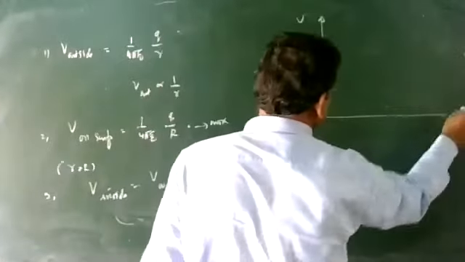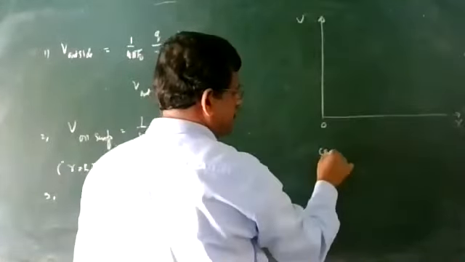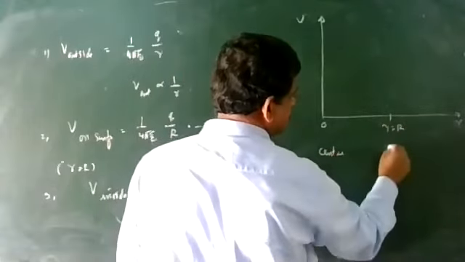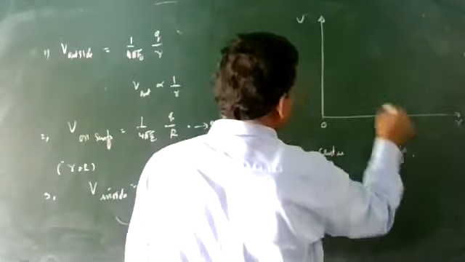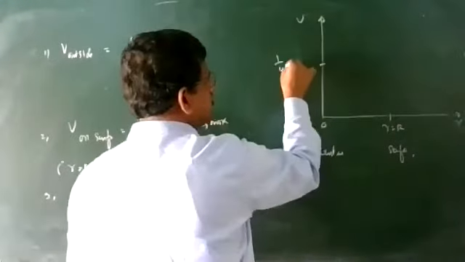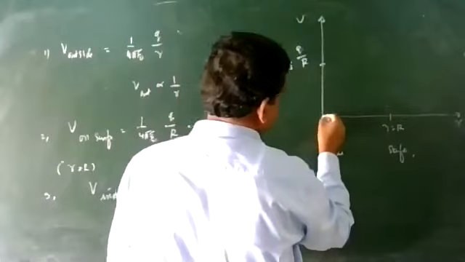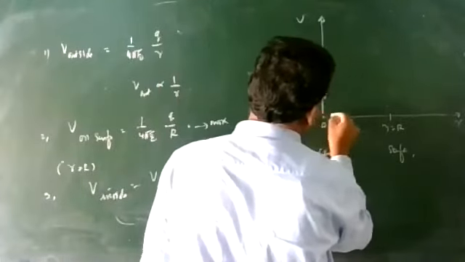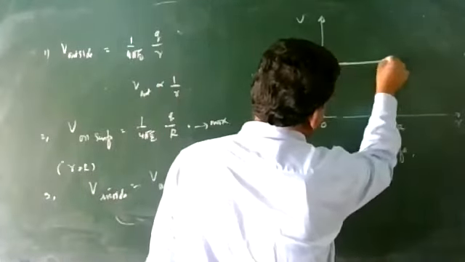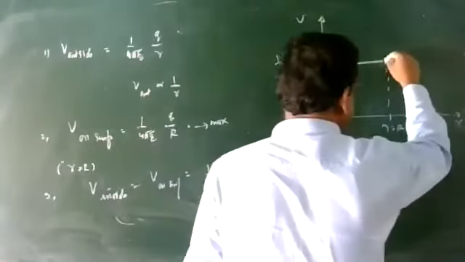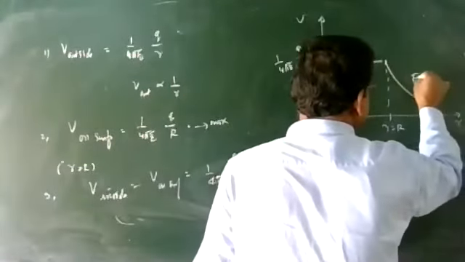Potential with the distance for a spherical shell. This is the center point. This is smaller than or equal to capital R, that is the surface. And the maximum value is 1 by 4 epsilon 0 divided by capital R. Up to here it is a constant value. After that it decreases.